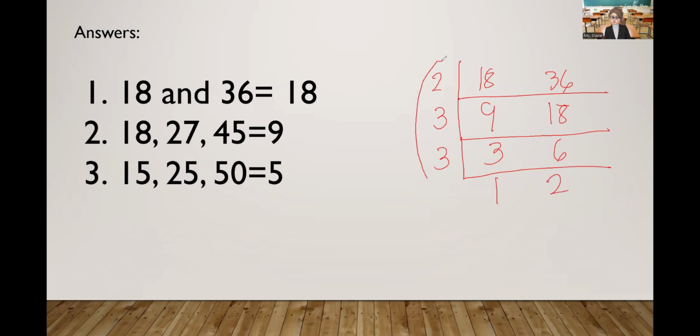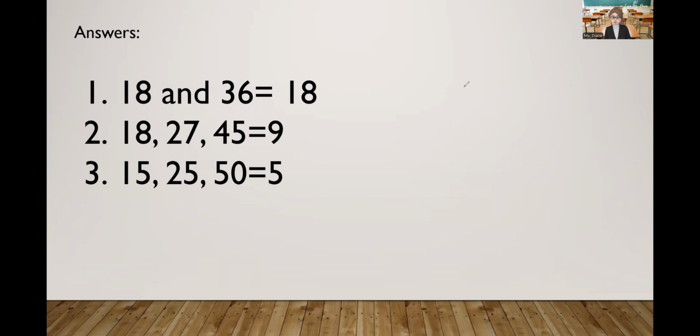Let's get now the prime numbers here, and then let's multiply all of them. 2 times 3 times 3. So what is 2 times 3? That is 6. And 6 times 3, that is 18. So that's why your answer here is 18. Next, how about 18, 27, and 45?